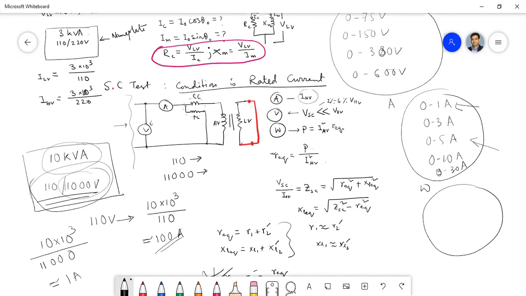Now, suppose you select the low voltage side, the 110 volt side at which you are performing the test. Then how much maximum voltage do you have to provide? That I already discussed, that is only 2 to 6% of the rated voltage. So rated voltage is 110. So that means 6% is how much? 6% of 110, around 6 volt only. 6.6. Okay, sir, around 6 volt only. So that means maximum 6 volt you have to provide.